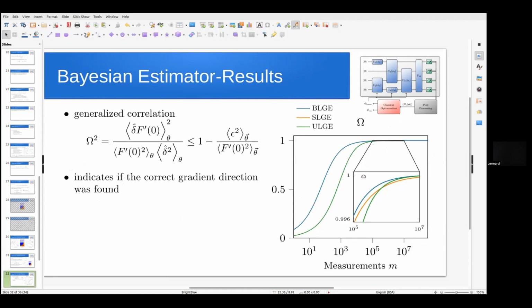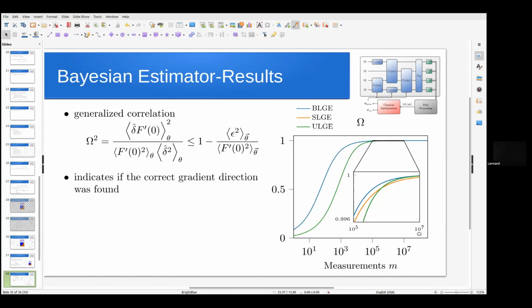And to figure out a value for that, we have this generalized correlation, which can be seen as 1 minus the effective accuracy, which also has this rescaling problem. So it is always between 0 and 1 and shows the quality of the gradient, with 1 being perfectly accurate and 0 being orthogonal, so not correlated at all, I guess.